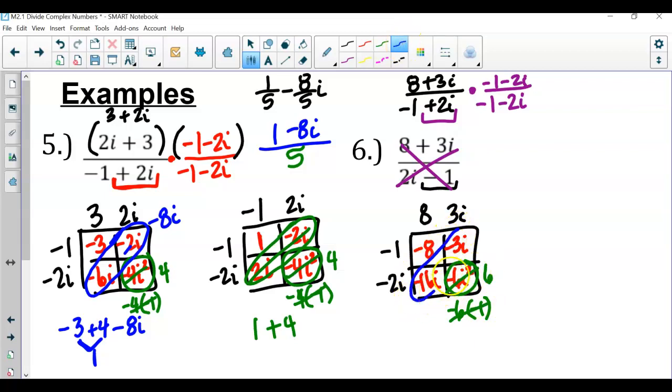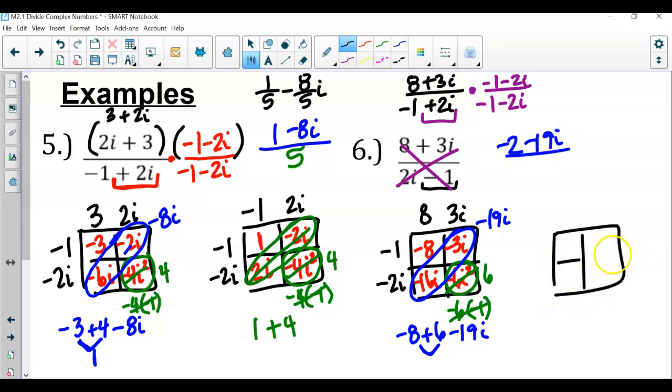Then again, we have our imaginary. -6 minus 3, -19i. So now when we write this out, I've got my like terms to combine, which are -8 and 6, so -8 plus 6, but don't forget your imaginary, so minus 19i. -8 plus 6, -2, minus 19i. Now let's do the denominator.